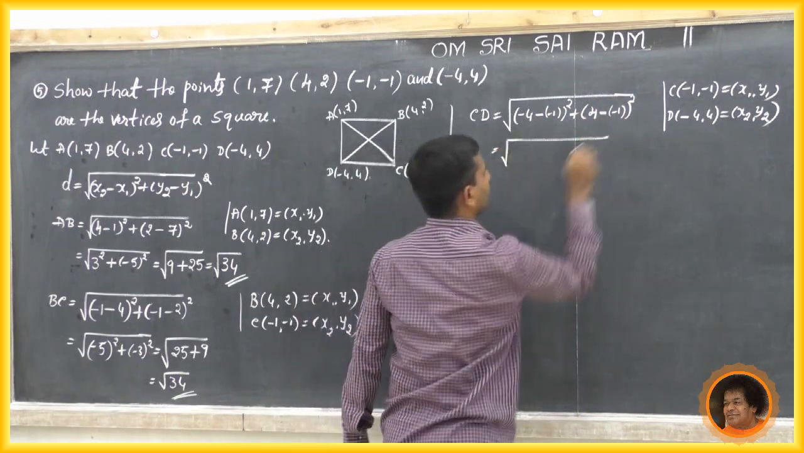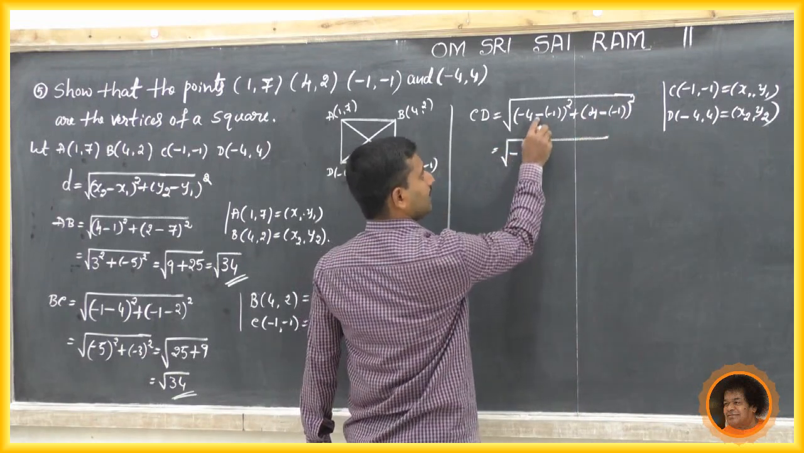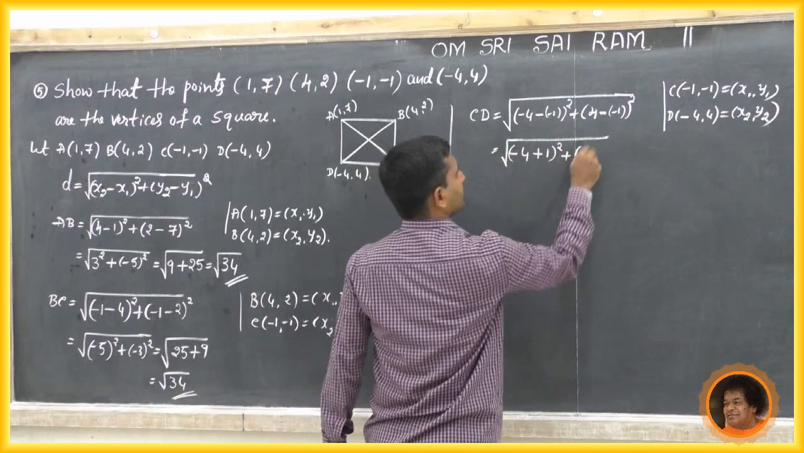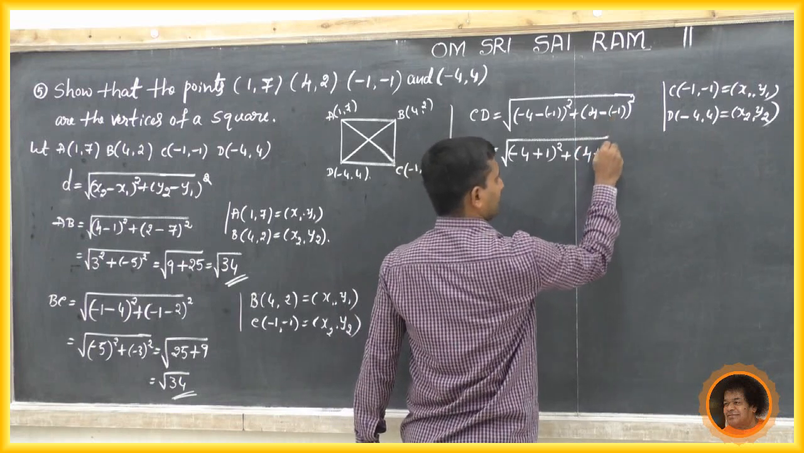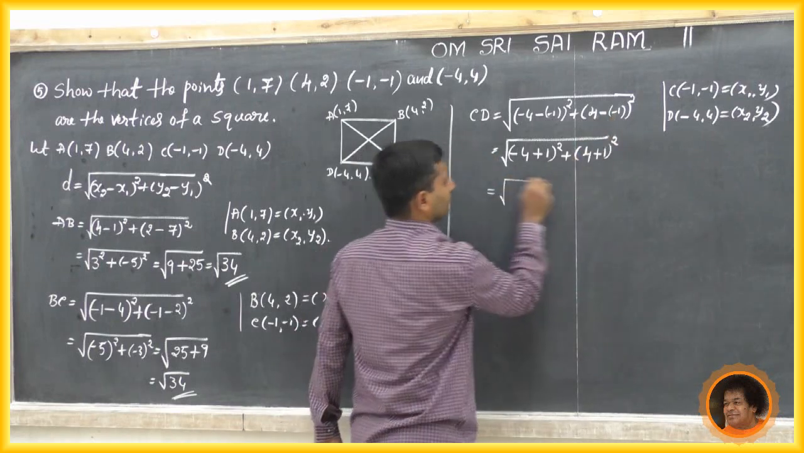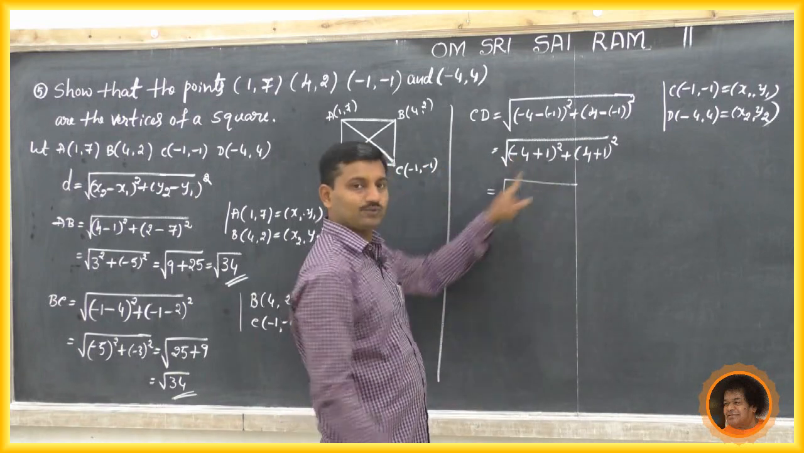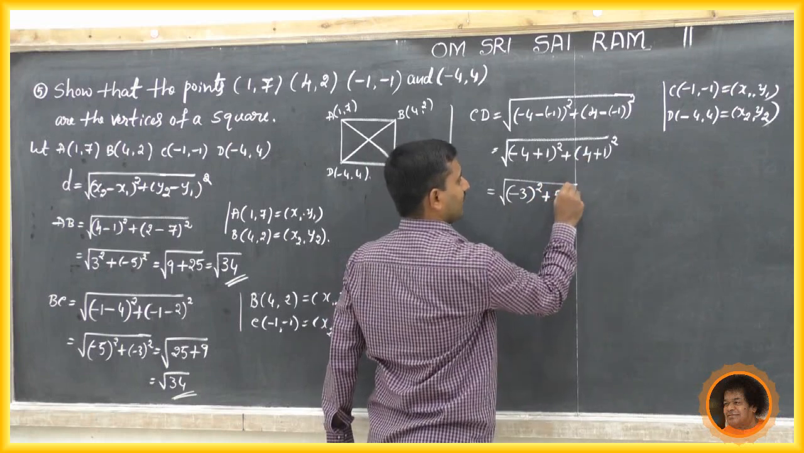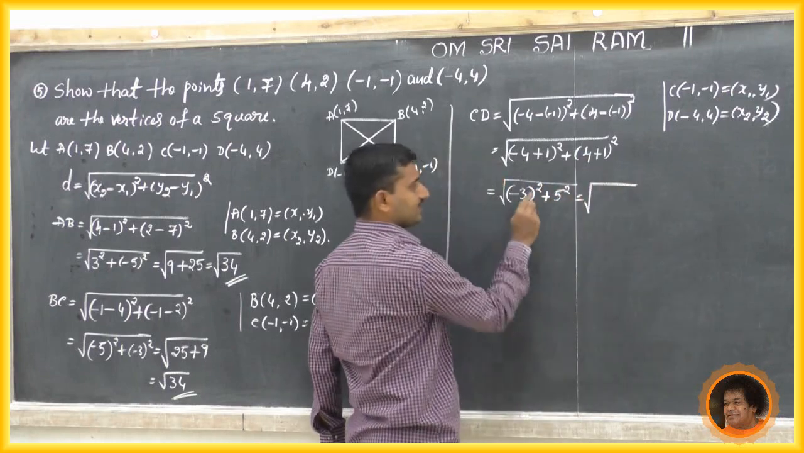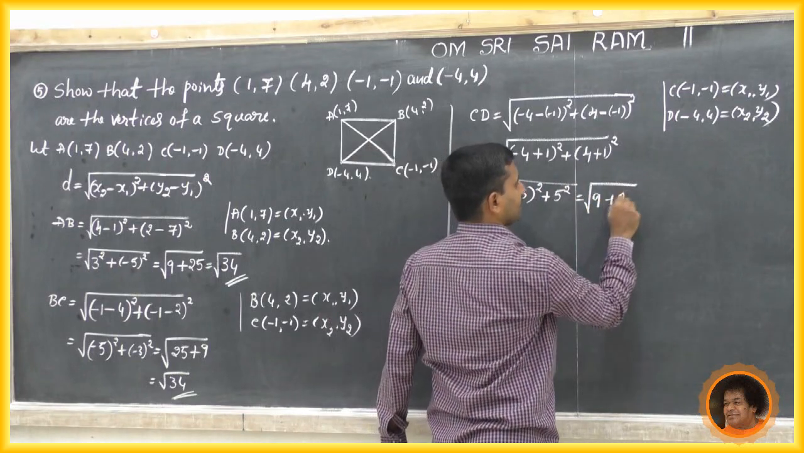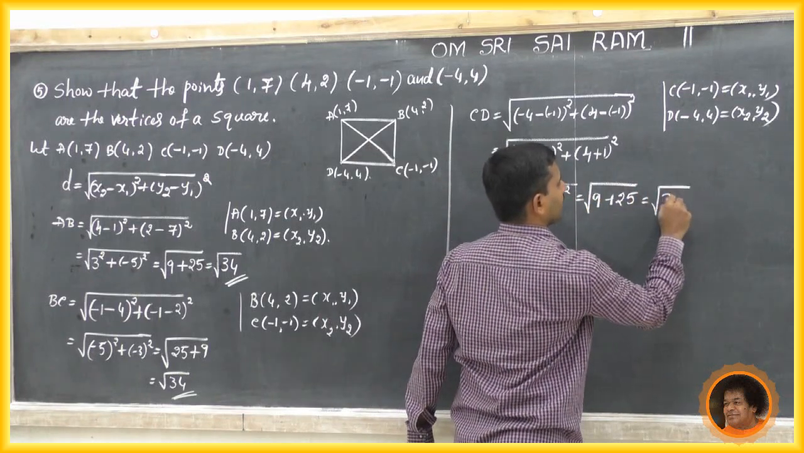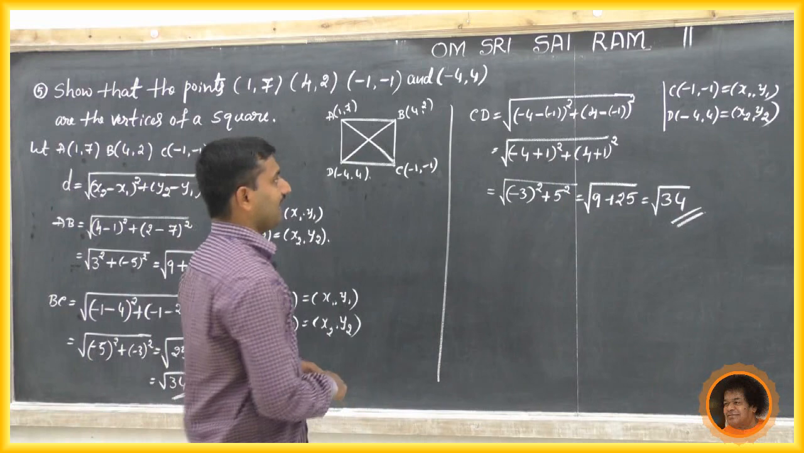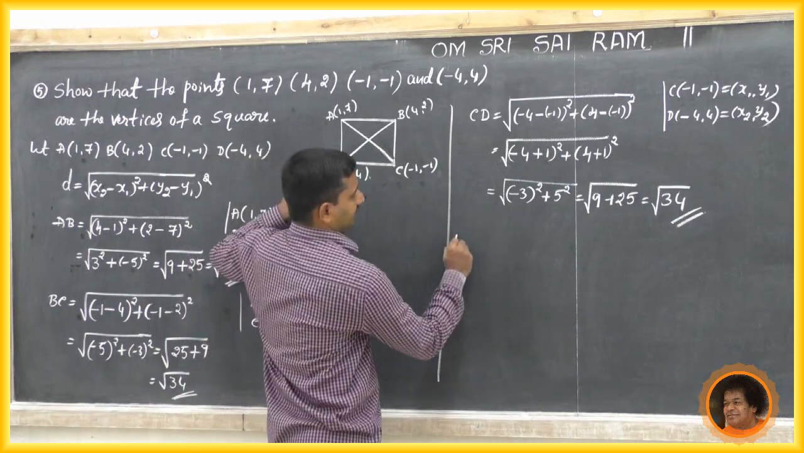So equal to square root of minus 4 minus of minus 1, that is plus 1 whole square, plus 4 minus into minus, that is plus 1 whole square. So equal to square root of minus 4 plus 1, minus 3 whole square, plus 4 plus 1, 5 square, equal to minus 3 whole square 9 plus 25, equal to square root of 34 units. So this is also square root of 34 units. And next after CD, then DA.